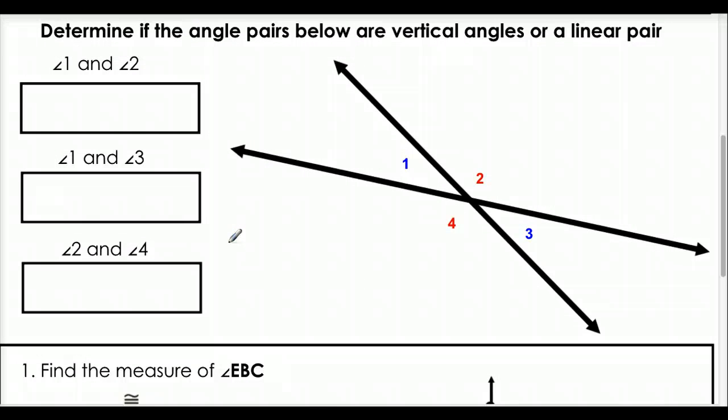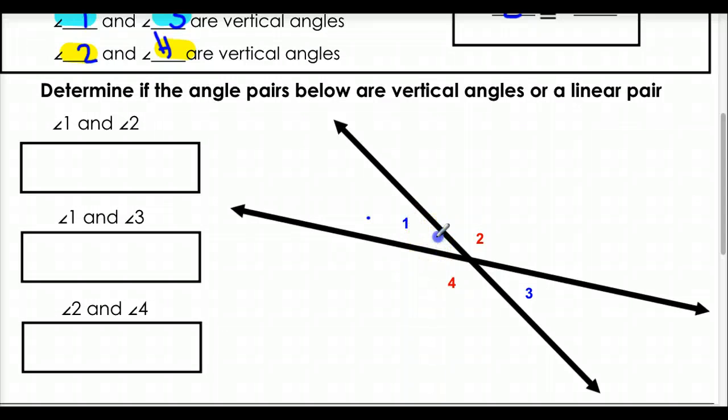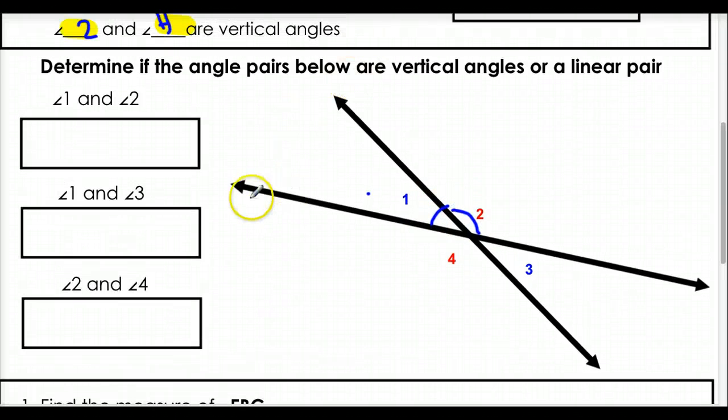So let's take a look at these. We've got to determine if these are vertical angles or linear pairs. Well, first let's look at 1 and 2. Angle 1 and 2 over here. Angle here and angle here, right? Now if you look, these two angles form a straight line that goes across. Angle 1 and 2 are a straight line. So we would say this is a linear pair.